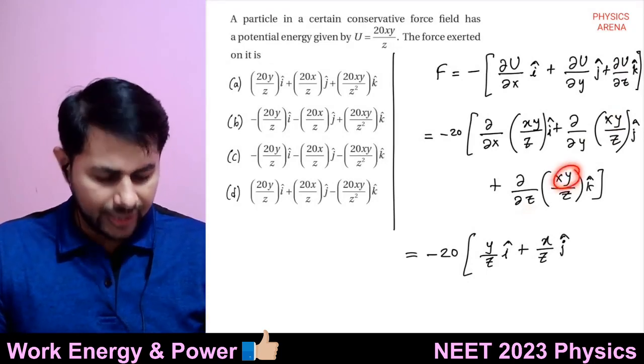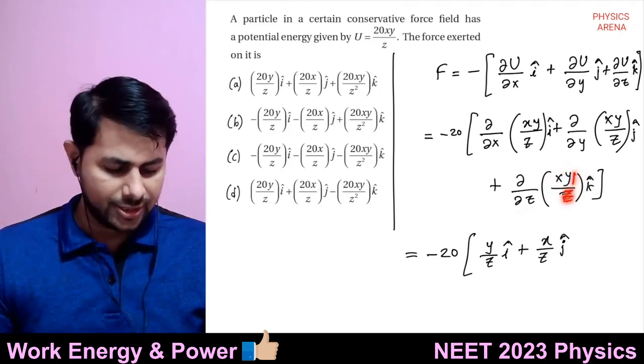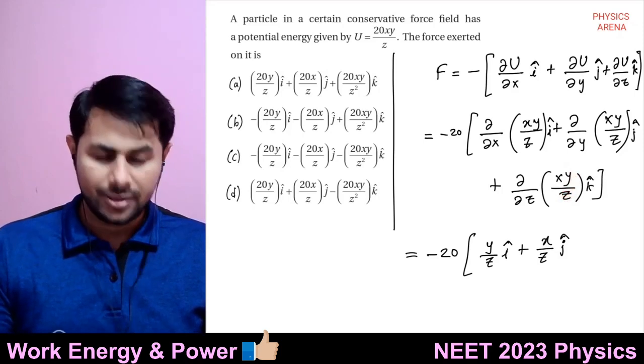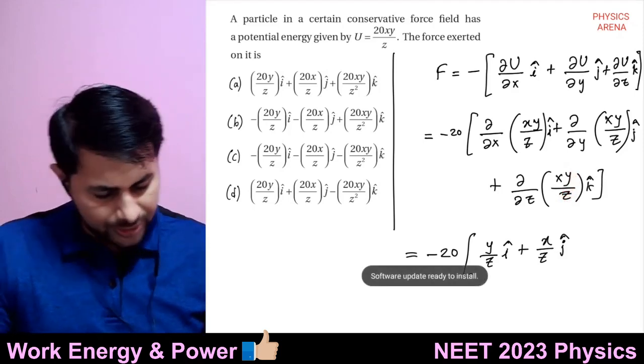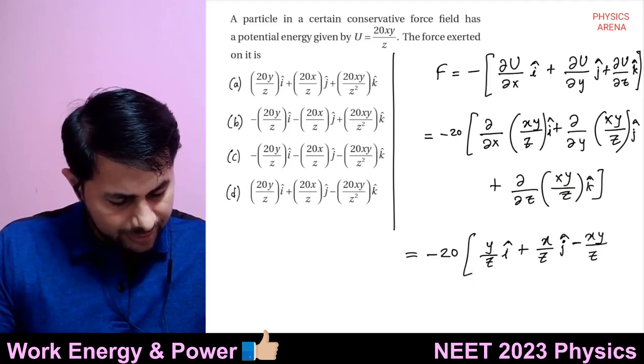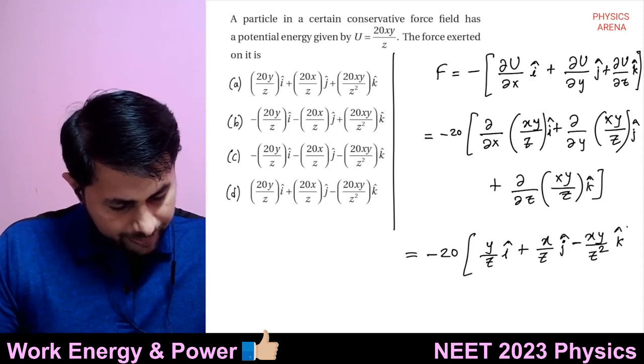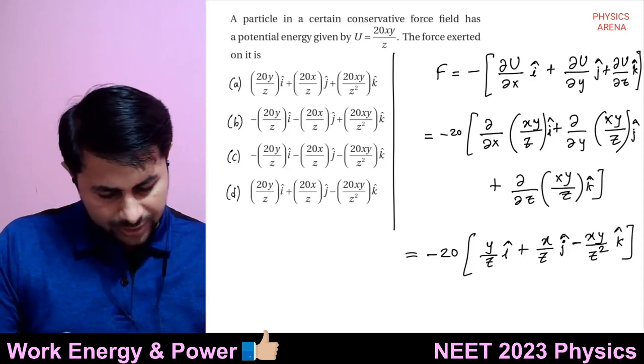And next you have derivative of this thing with respect to z. So x and y are constant, you can take them out. Derivative of 1 upon z is minus 1 upon z square, right? So it is minus xy divided by z square, multiplied by k cap. So this is the answer.